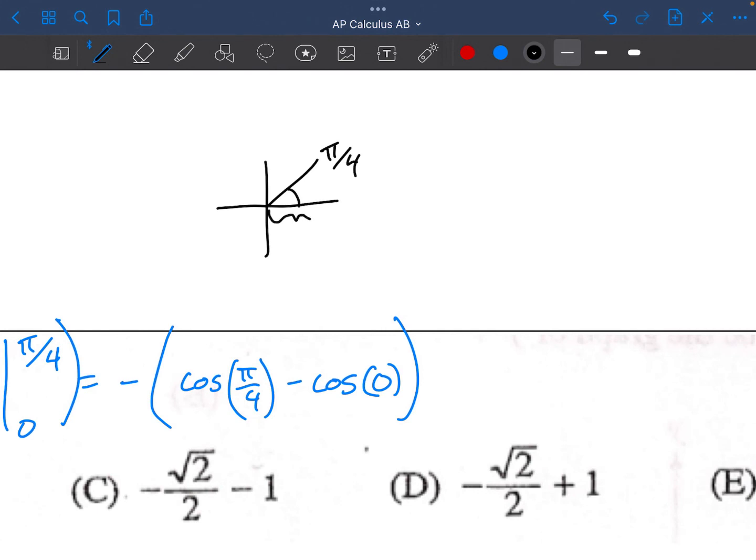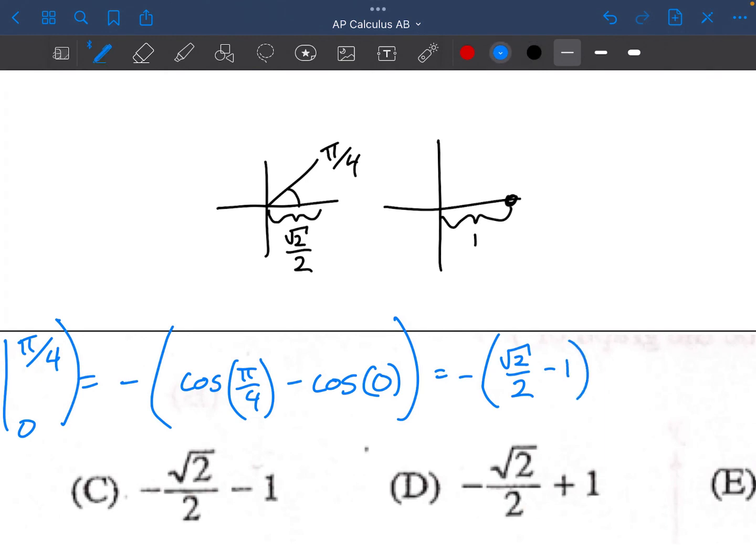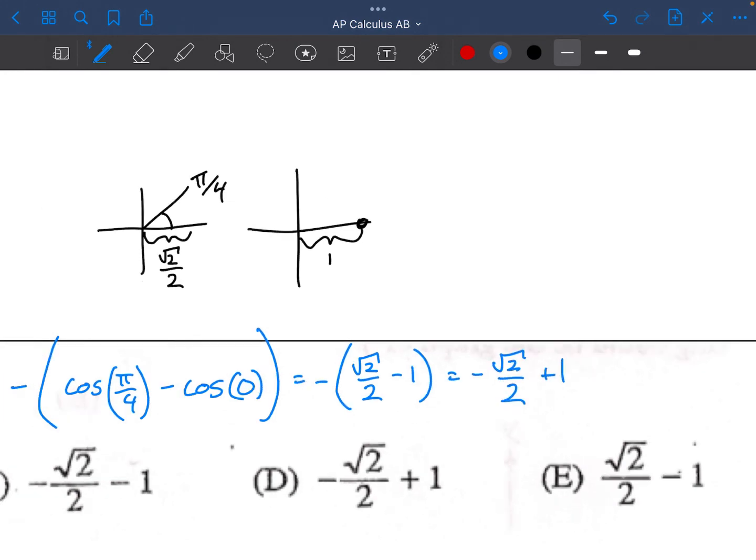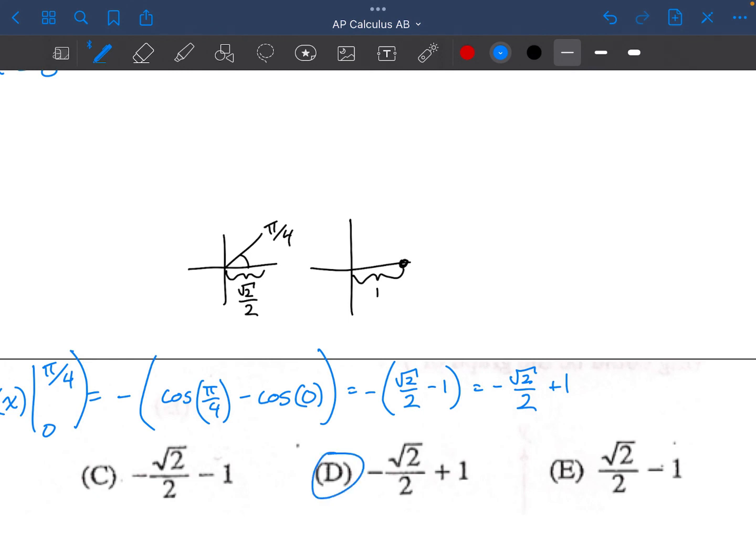This x-coordinate here is going to be the square root of 2 over 2. So when I'm doing my evaluation, this is going to be equal to, that negative is still being factored out, I have a square root of 2 over 2, and then I'm going to subtract cosine of 0. Well, cosine of 0 means I'm right here, and that distance on the unit circle is exactly 1, so I can come back here and say minus 1. All right, distributing that negative is going to give us a negative root 2 over 2 plus 1. Looks like the correct answer here is D.